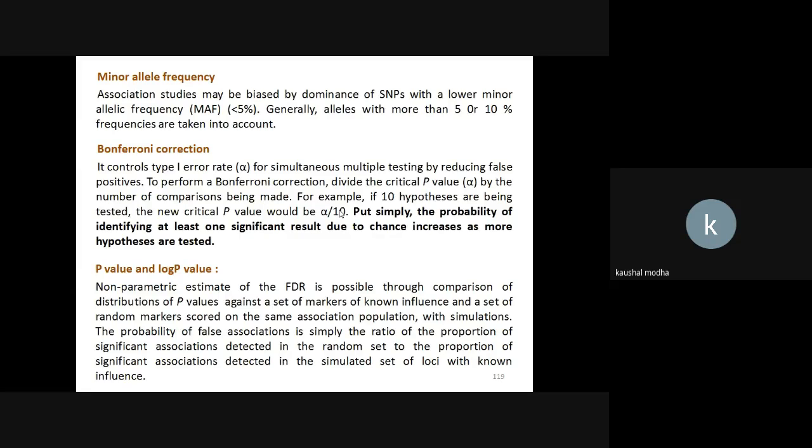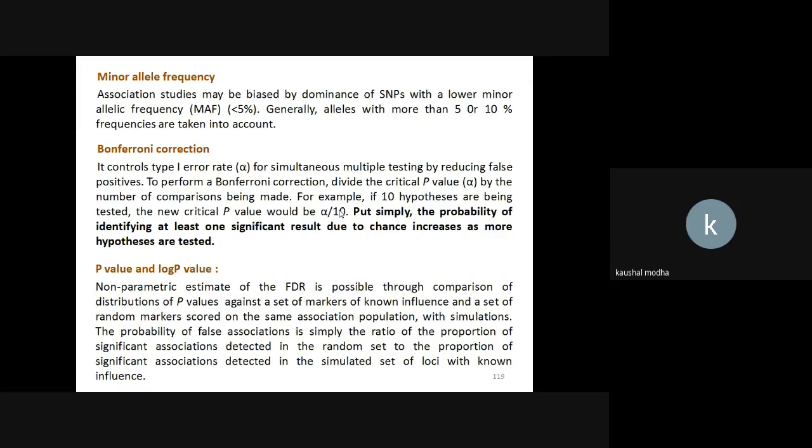Now, p-values and log p-values are also mentioned in the papers on association mapping. These p-values are a non-parametric estimate of the false discovery ratio that can be calculated by comparing the distribution of p-values against a set of markers with known influence. You know that these markers are associated with the trait under study, and some of the random markers.